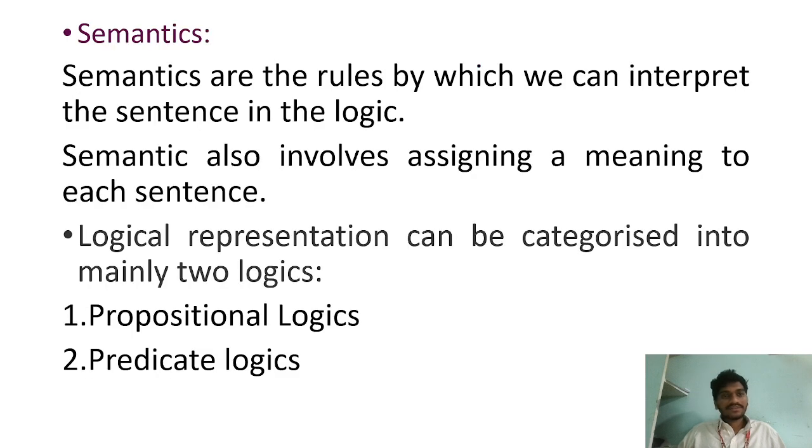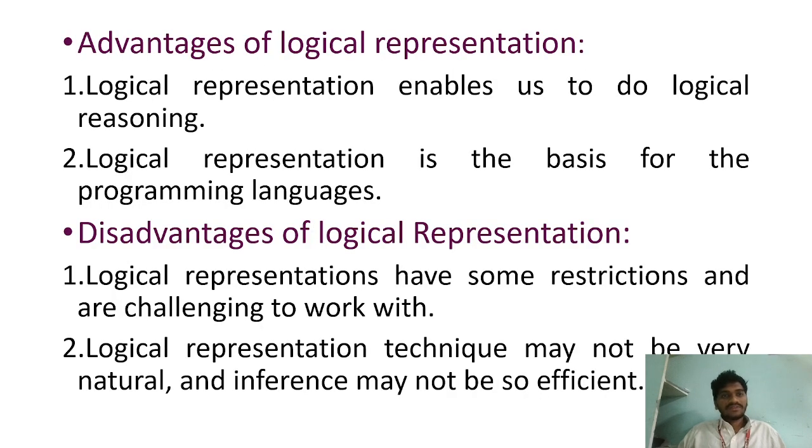The semantics of the logical representation are the rules by which we can interpret the sentence in the logic. Semantics also involves assigning a meaning to each sentence. The logical representation can be categorized mainly into two logics, and those are propositional logic and predicate logic. First, the advantages of the logical representation: logical representation enables us to do logical reasoning.